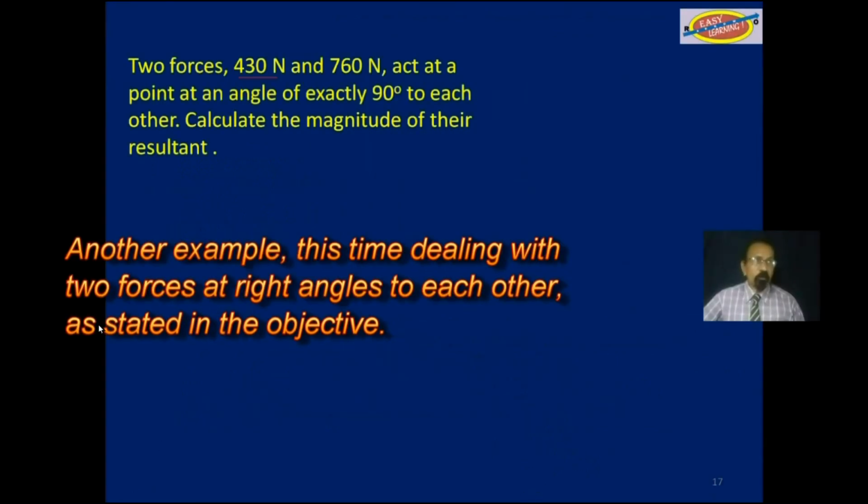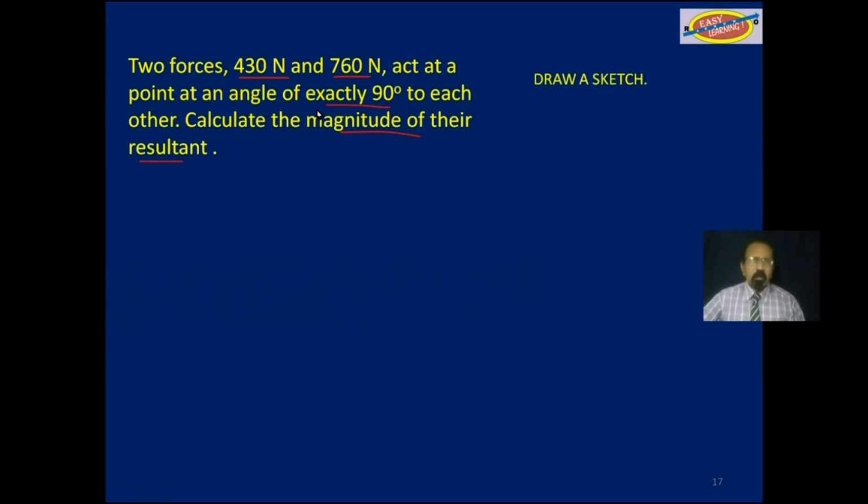Two forces, 430 newtons and 760 newtons, act at a point at an angle exactly 90 degrees to each other. Calculate the magnitude of their resultant. That's the first thing we have to do. And in a little while, we will also have to calculate the direction. So we draw a sketch.